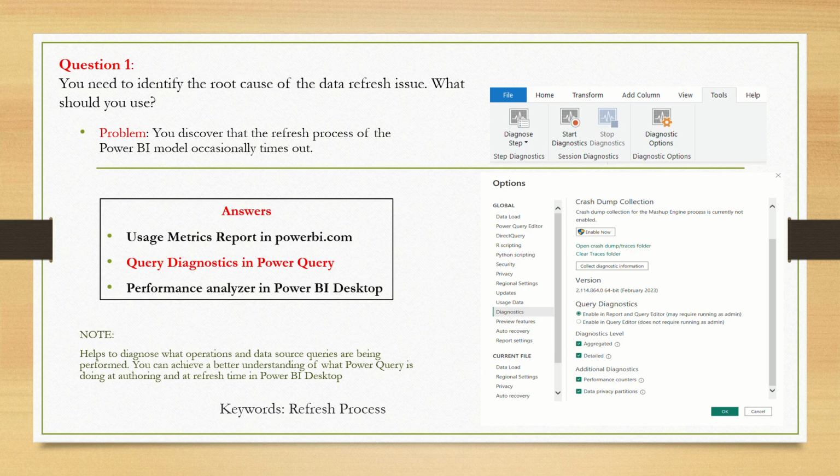Another suggestion is the performance analyzer in Power BI Desktop. To some extent, but what the performance analyzer does is it examines your report elements. It doesn't really address the data refresh issue. It looks at your report elements and tries to figure out how they are performing in terms of such things as your DAX and your visuals, to see how much time it takes them to load. So that is not what we're looking at here.